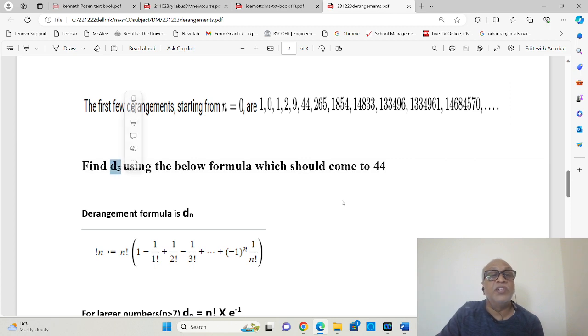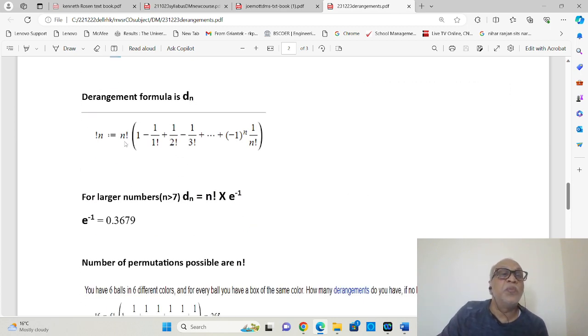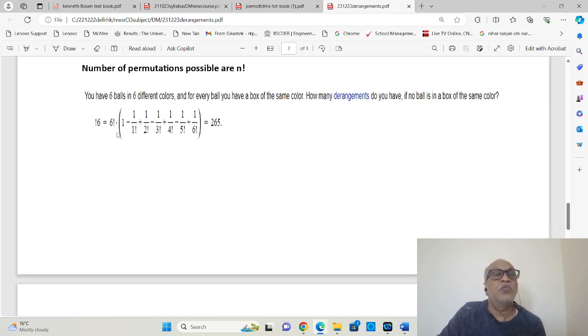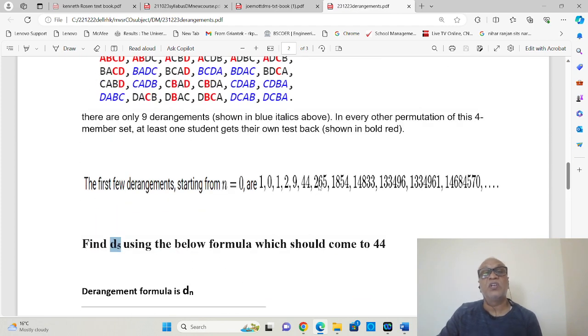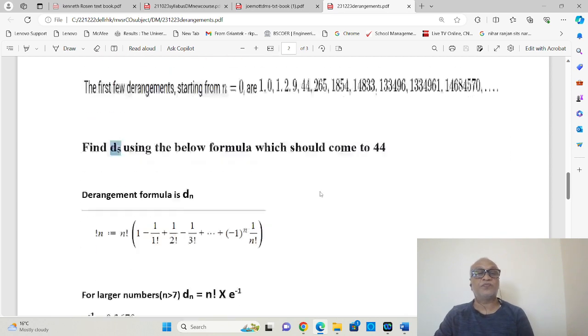Now what you have to find out is D6. D6 means you have to replace this n with 6. So 6 factorial times 1 minus 1 by 1 factorial plus 1 by 2 factorial minus 1 by 3 factorial plus 1 by 4 factorial minus 1 by 5 factorial plus 1 by 6 factorial. So you have to calculate that. If you calculate that, it is coming to 265. You can see here 265. So 44 is for D5, 265 is for D6. So D7, D8, D9. This is D5, this is D4, this is D3, this is D2. This is D1, this is D0.